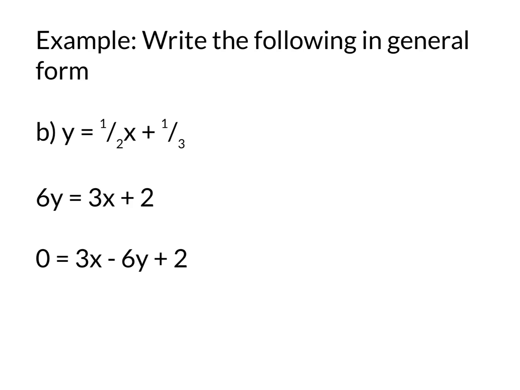Notice that the x is already positive, so for this case we're going to minus the 6y across, giving us 0 equals 3x minus 6y plus 2.